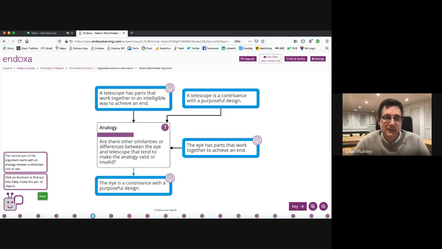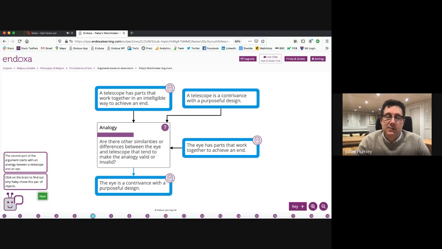And Paley is deliberately avoiding this. So he's making a different analogy here, not the watch to the universe. And please do not write in any essay that Paley compares the watch to the universe, because he never does. It's a much better argument than that. So he compares a telescope to an eye. And this is an analogy, not a disanalogy.